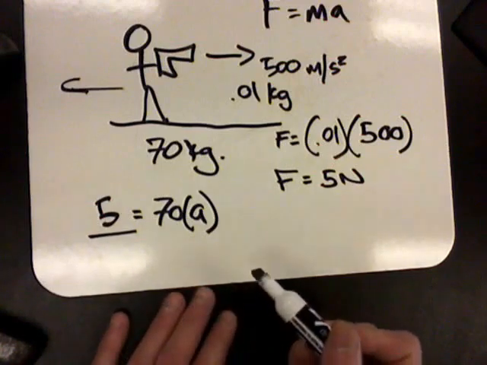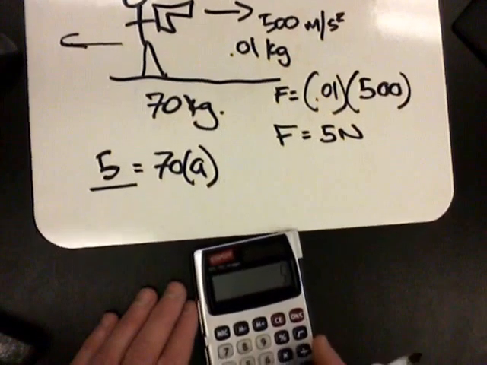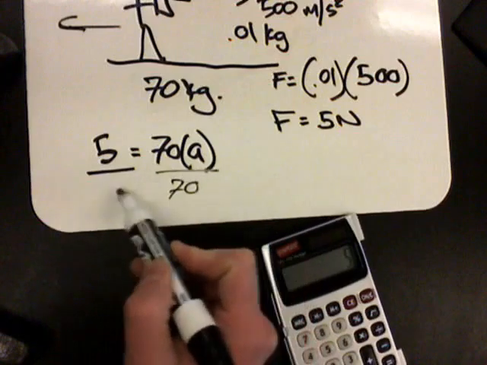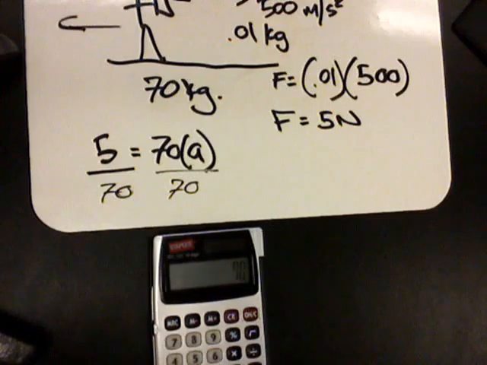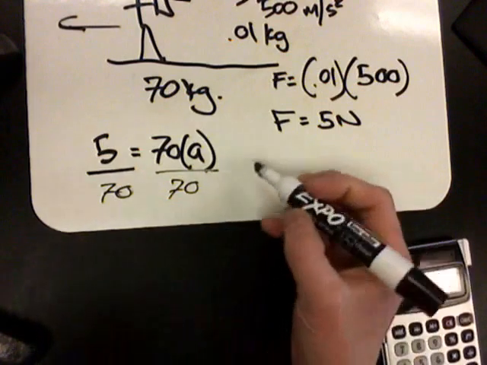From your experience, you know that it shouldn't be that much. There is a slight recoil when you fire a gun, but you're not going as far as the bullet is. So all we have to do here is divide on each side by 70. We're going to get a small number. That makes sense. I got 0.07 it rounds to.